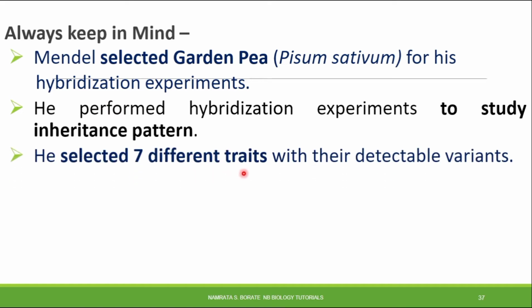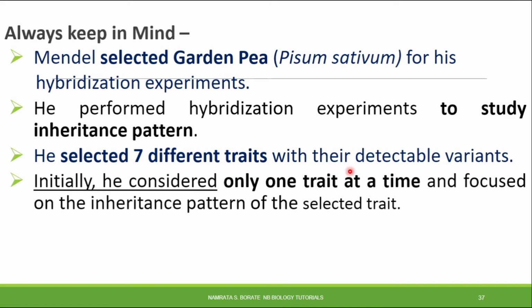He selected the 7 different traits with their detectable variant. We already studied these 7 different characteristics which are present in the garden pea plant. If you watch that video, you can understand this concept very well. Initially, he considered only one trait.